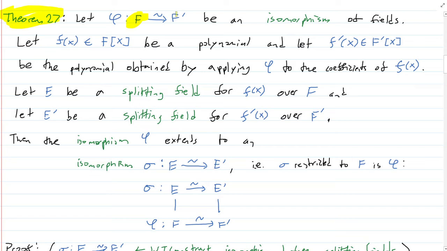So yeah, you have two fields that are isomorphic. You have a polynomial in the first field, you have the splitting field of that polynomial. You look at the corresponding polynomial under the isomorphism in the second field and the splitting field of that polynomial, and then you're saying that these two splitting fields are isomorphic via an isomorphism that extends the original isomorphism between the ground fields.